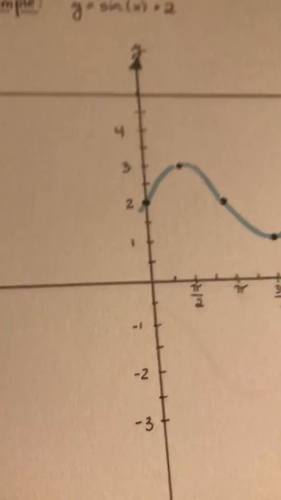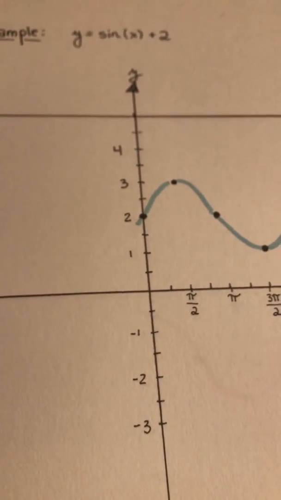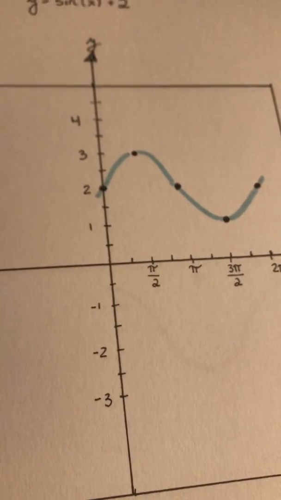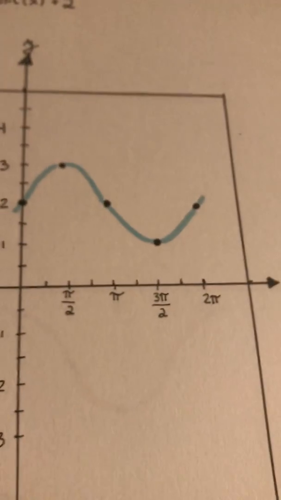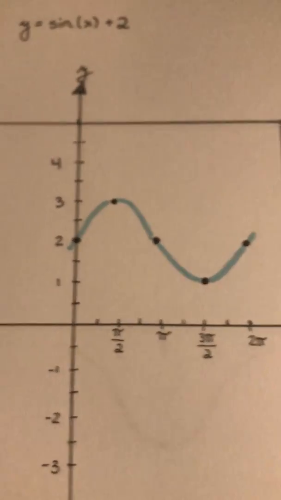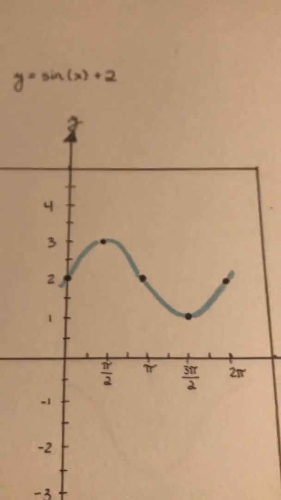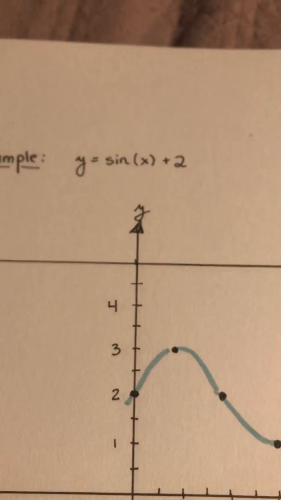So the origin would be at 0, 2. And the maximum point, of course, would be plus 2. So it would be 1 plus 2, which is 3. And the minimum would be -1 plus 2, which is 1. So there we go. The three x-intercepts are still aligned, and they would be at 2, because obviously we're plus 2 here. And our last example is going to be the cosine curve.